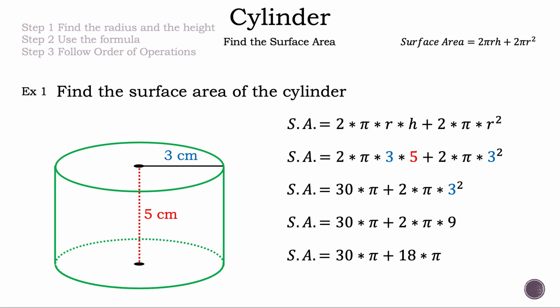Now we have to add those numbers in front of the pi, and 30 plus 18 is 48. So now we have surface area is equal to 48 pi. We can't forget our units since we're on the topic of area, and those units are centimeters squared. So the final answer for the surface area of this cylinder is 48 pi centimeters squared.